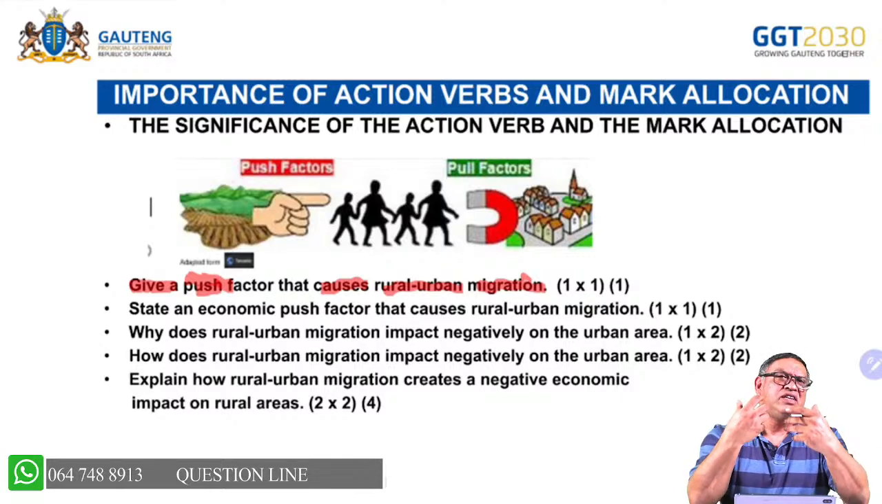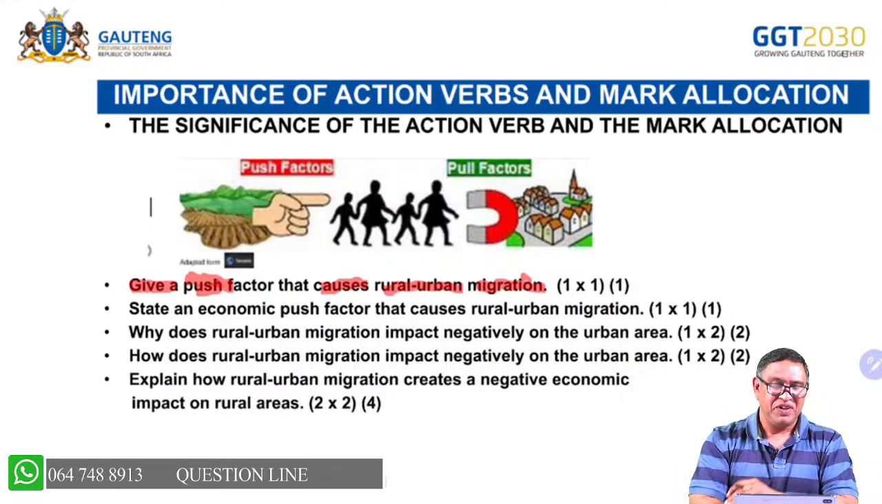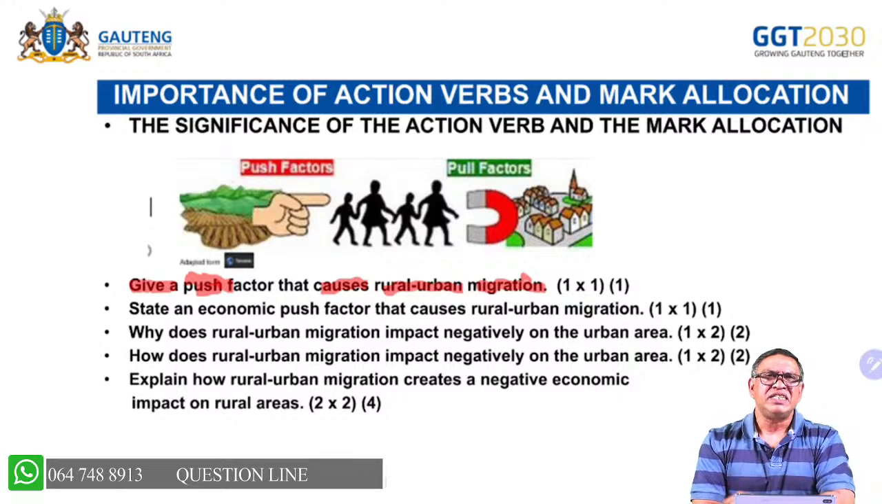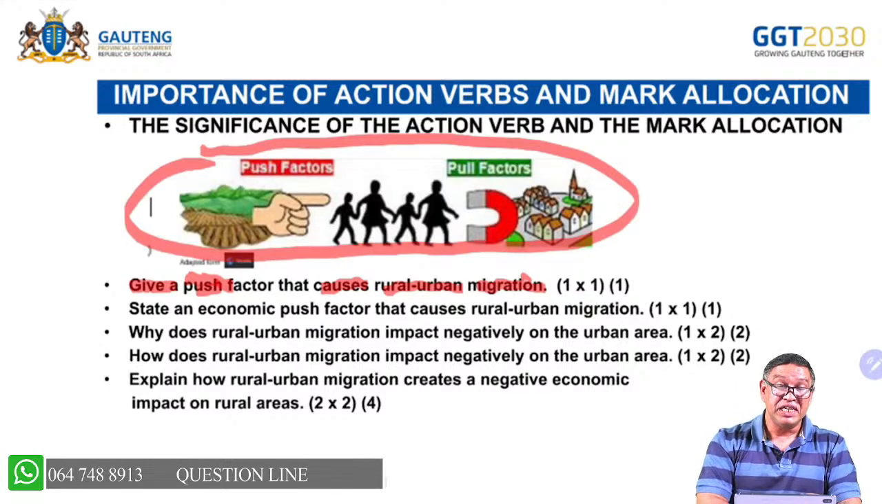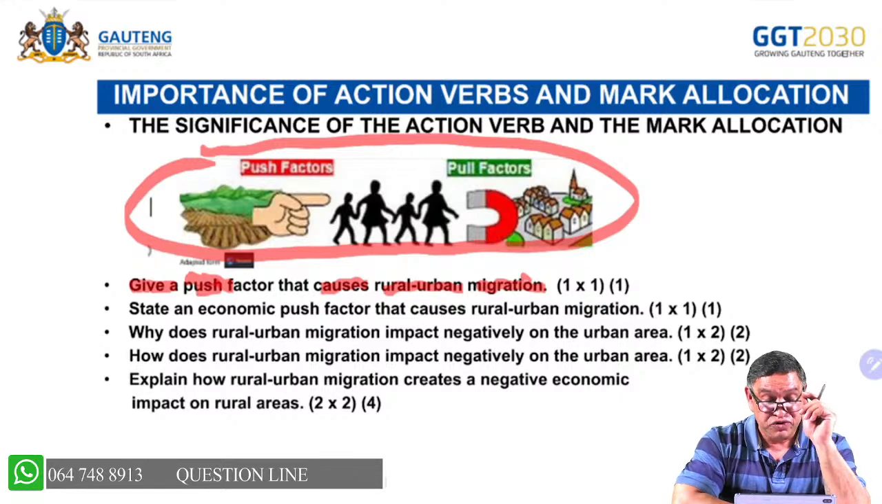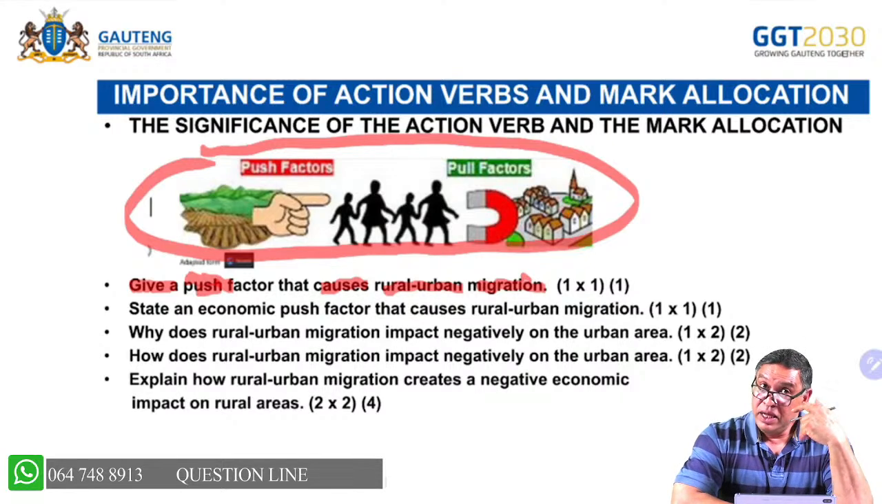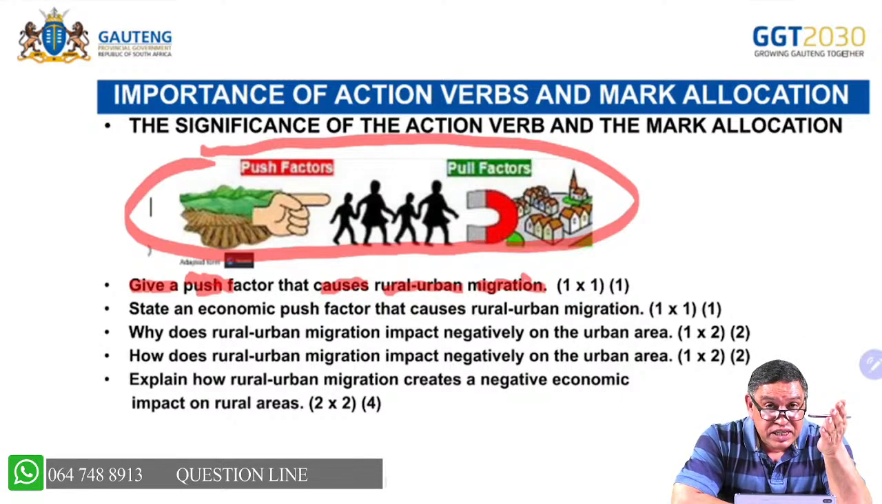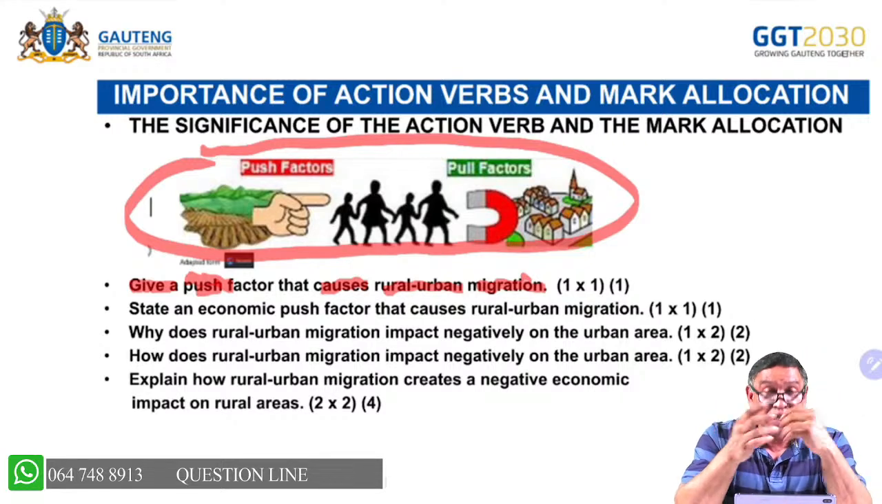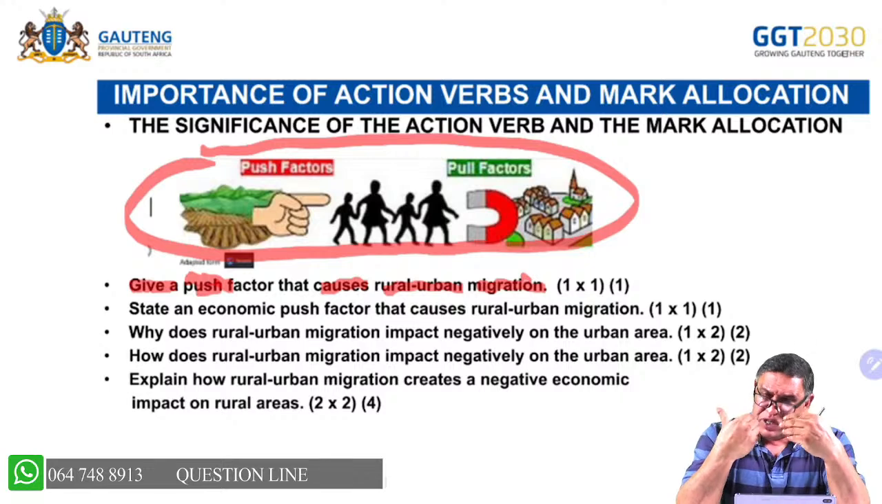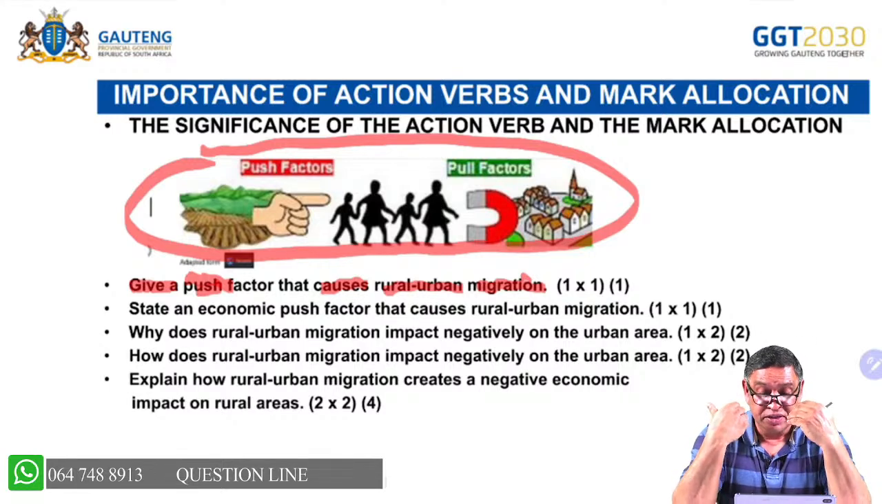But I would say to you, to be very safe, don't just write educational facilities, because the emphasis is on the push factor. Can you see it's showing you a little diagram here of rural-urban migration? The emphasis is on a push factor. All right? Limited educational facilities, lack of employment or unemployment can be there, but emphasize the push factor when the word give is in the question.